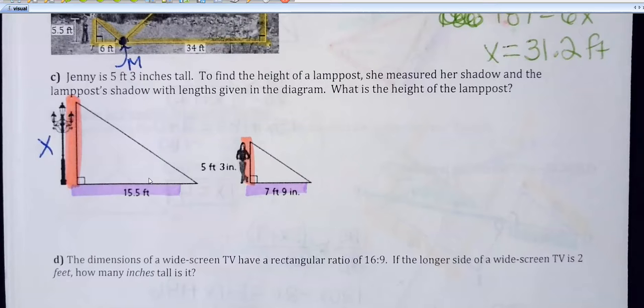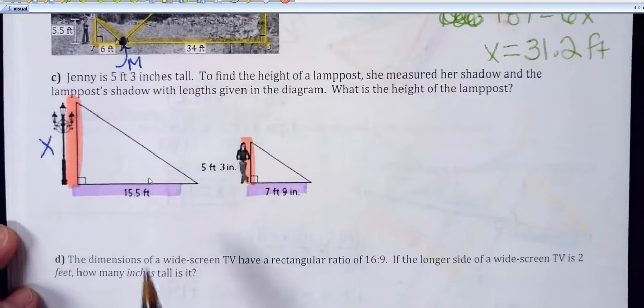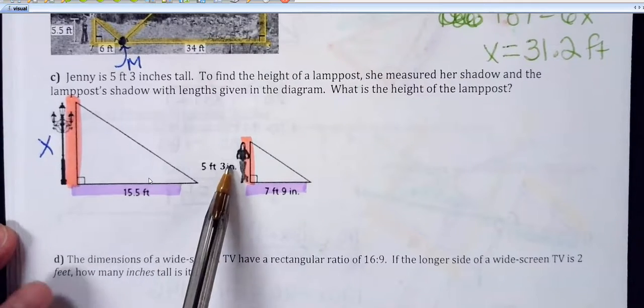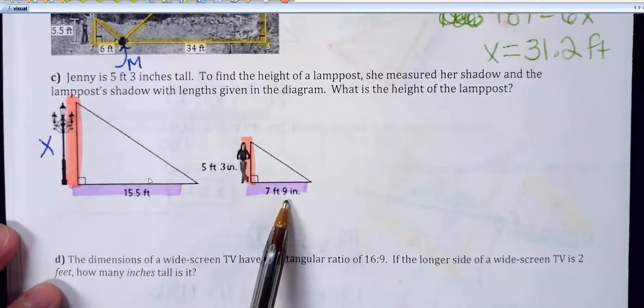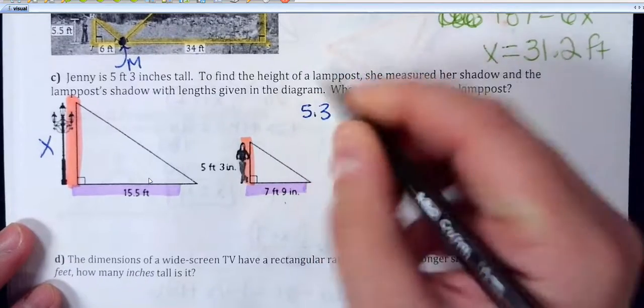It would be a decimal. Does anybody know how you would go about doing that? Like, how would I write 3 inches into feet? Okay, now let me ask you this question. Most people see this and they set up their proportion and they do x over 5.3 equals 5.5 over 7.9. All right, so don't write this on your paper. 5.3, I do not want to see that.